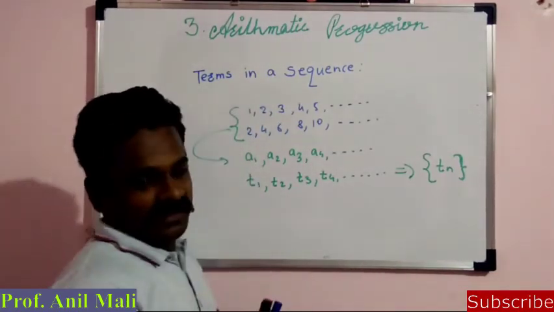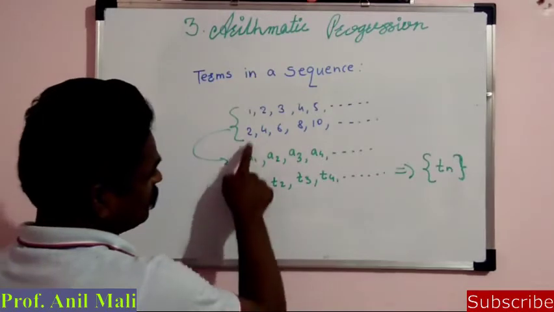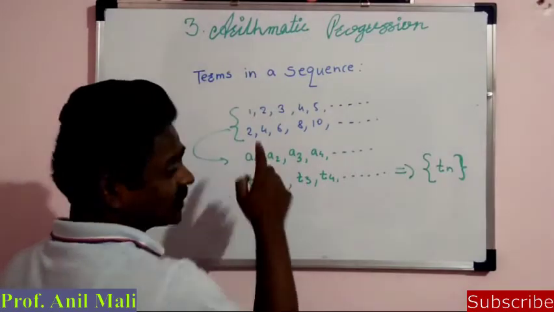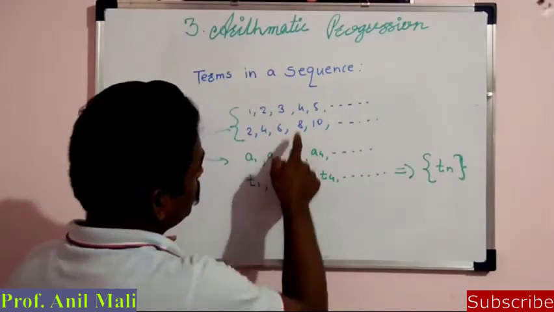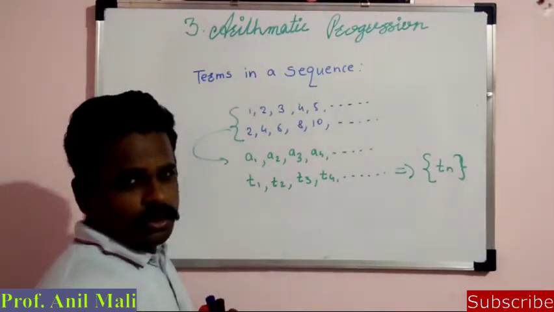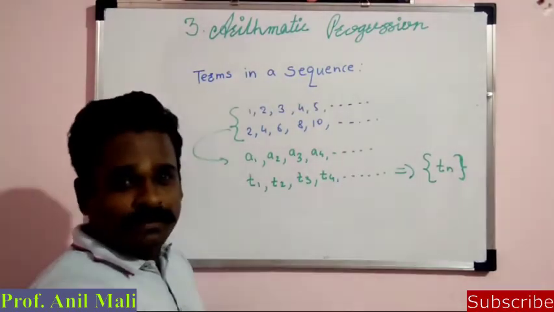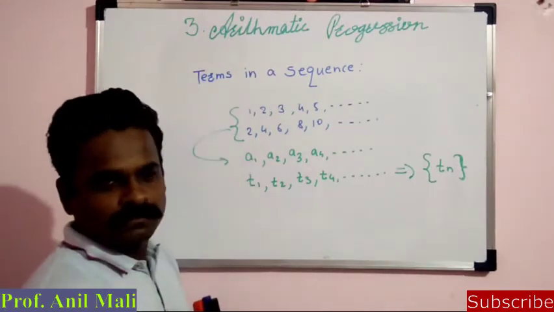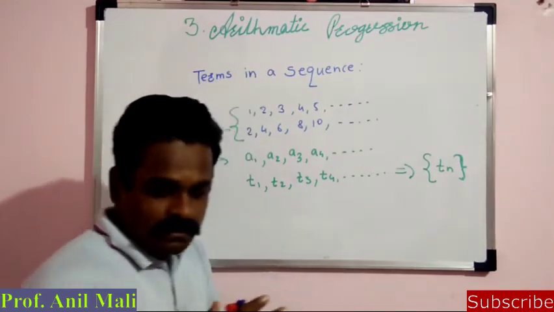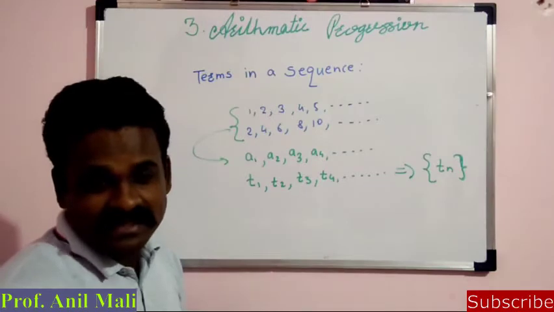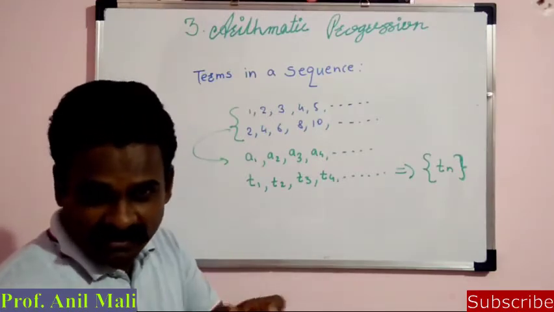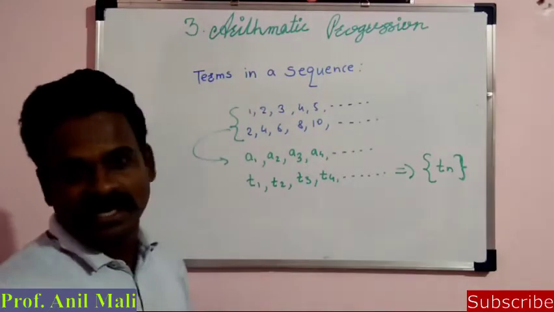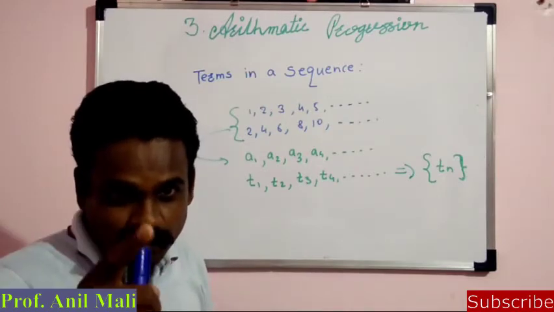Then what are the terms? In the sequence 2, 4, 6, 8, 10, 2 is the first term, which is one number. 4 is the second term, which is another number. 6 is another number, 8 is another number, 10 is another number. So terms are nothing but the individual numbers that form the sequence. The numbers forming the given sequence are called the terms of the corresponding sequence.